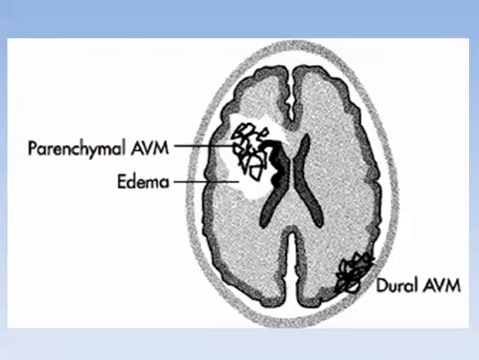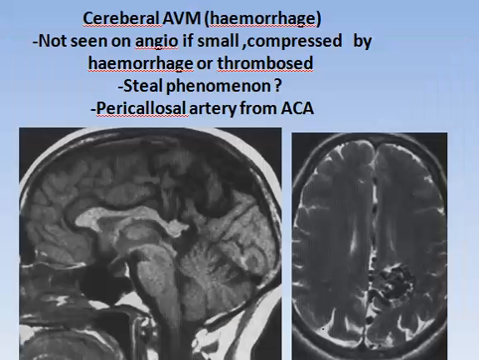Dural AVM, parenchymal AVM, usually associated with edema. Sometimes it can be mixed, dural and parenchymal. This is a cerebral AVM with hemorrhage, not seen on angio if small and compressed by hemorrhage or thrombosed. It might show steal phenomena.